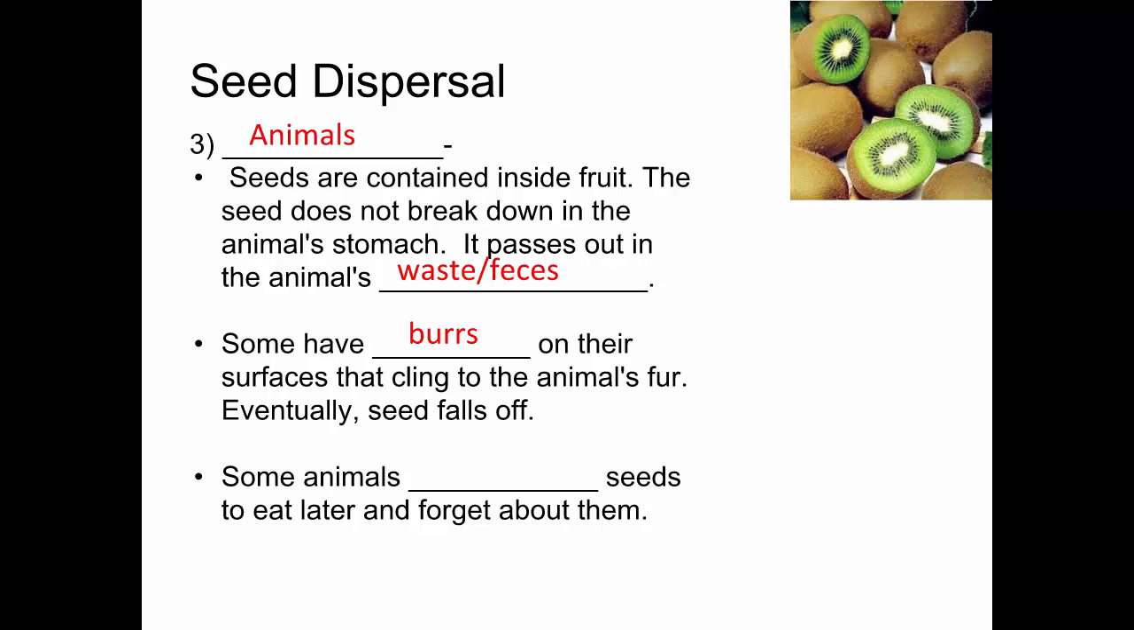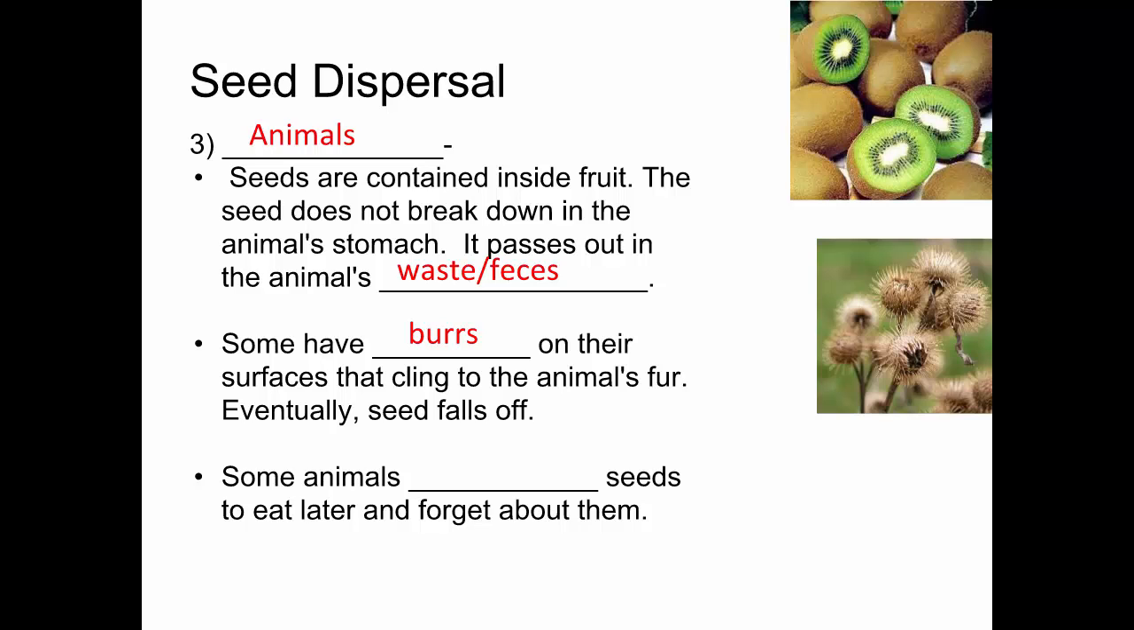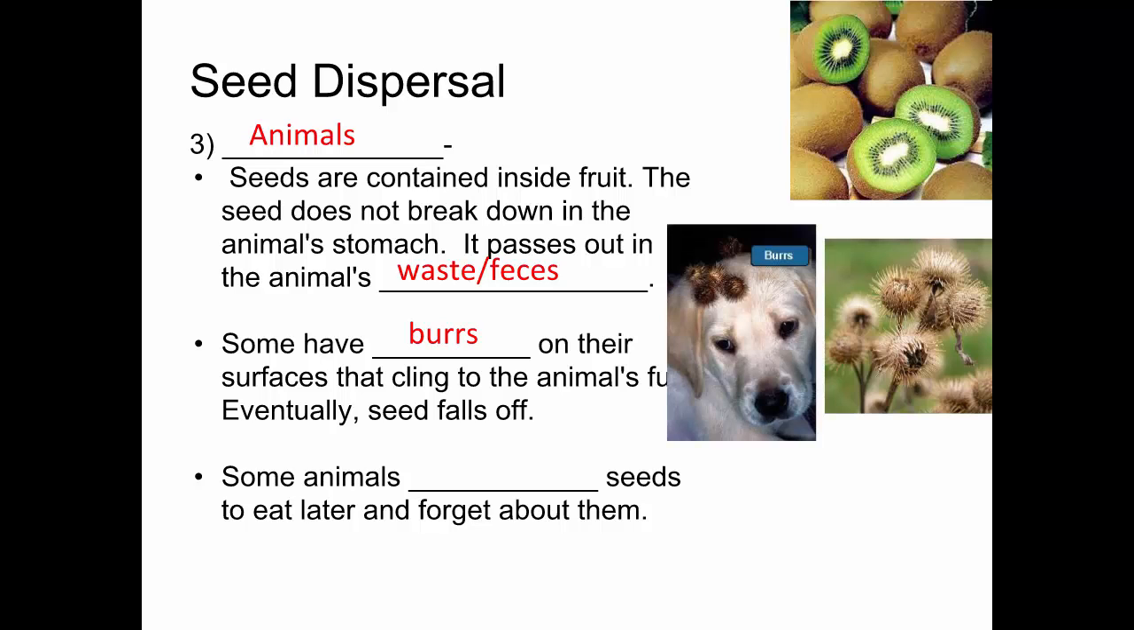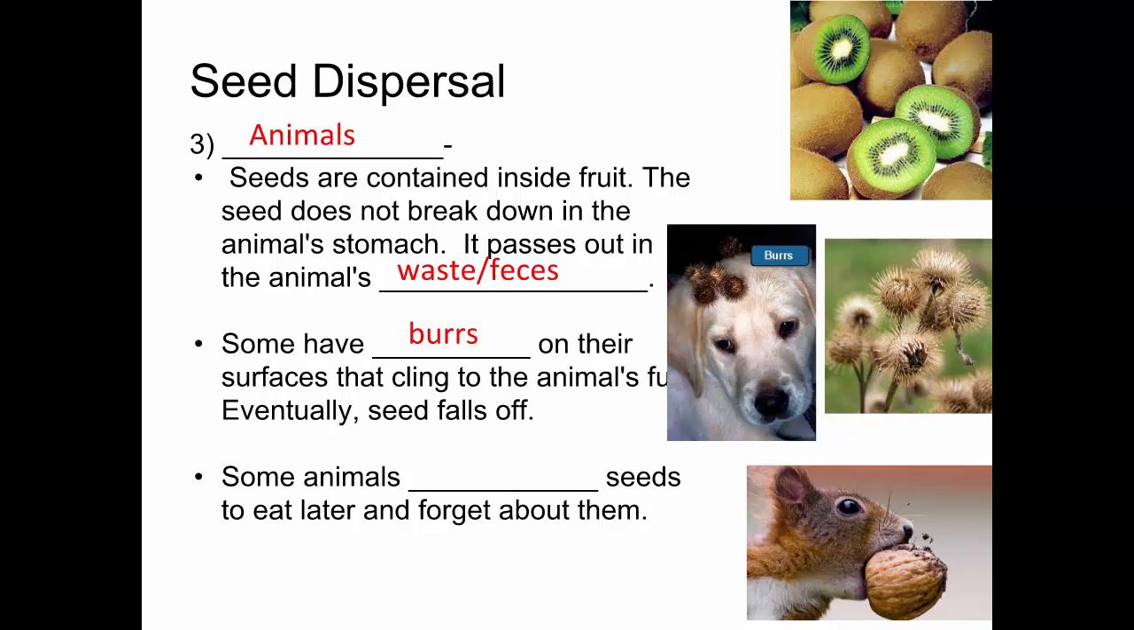Some fruits have burrs on them, sticky little clingy extensions, like burdocks. Those burrs stick onto the fur of an animal. Eventually they fall off, but they fall off somewhere else, and the seeds have been dispersed. Nuts: some animals store and bury nuts, like a squirrel, for example, but then they forget about them. And so some of those will grow into new plants, new trees. So these are all means of seed dispersal.